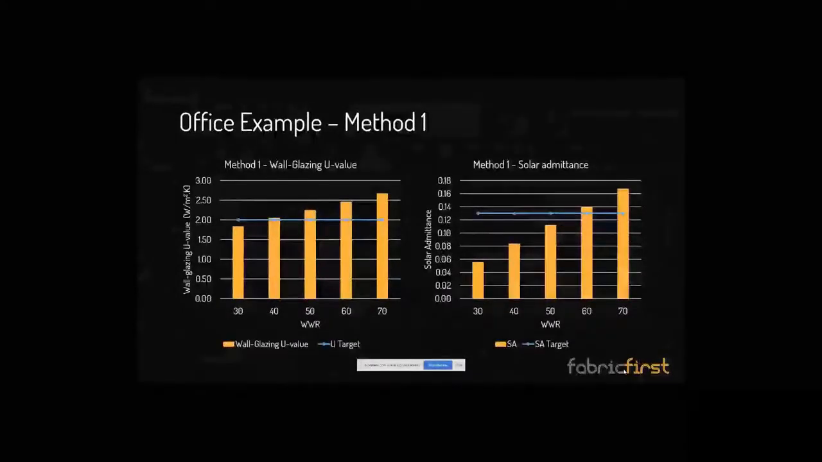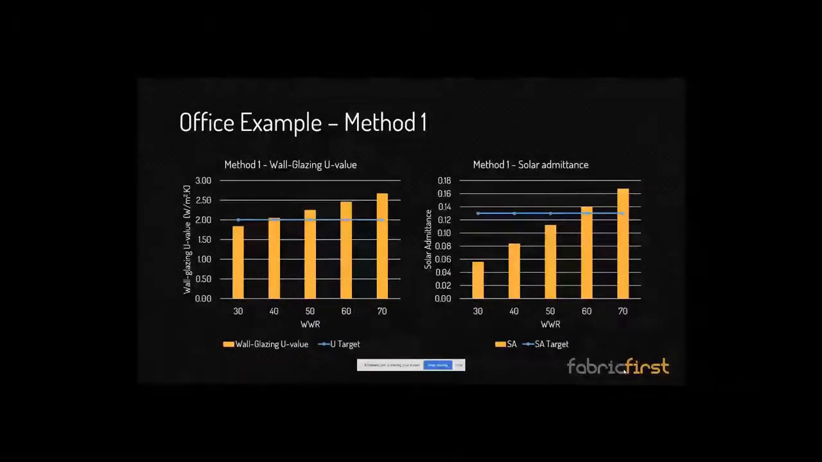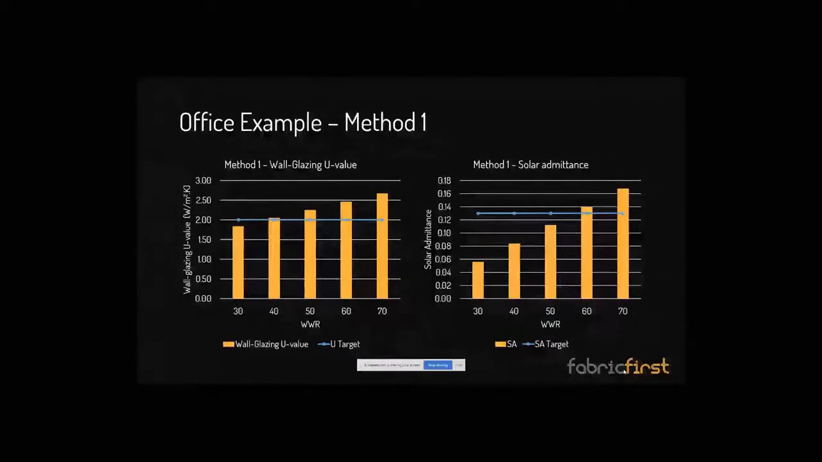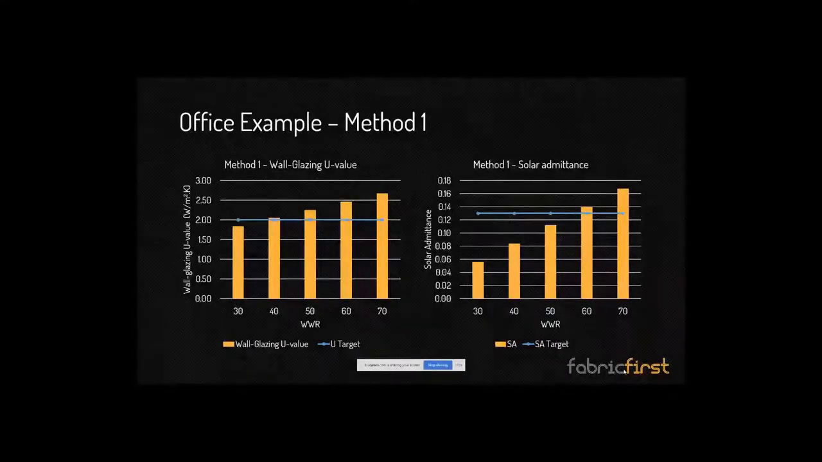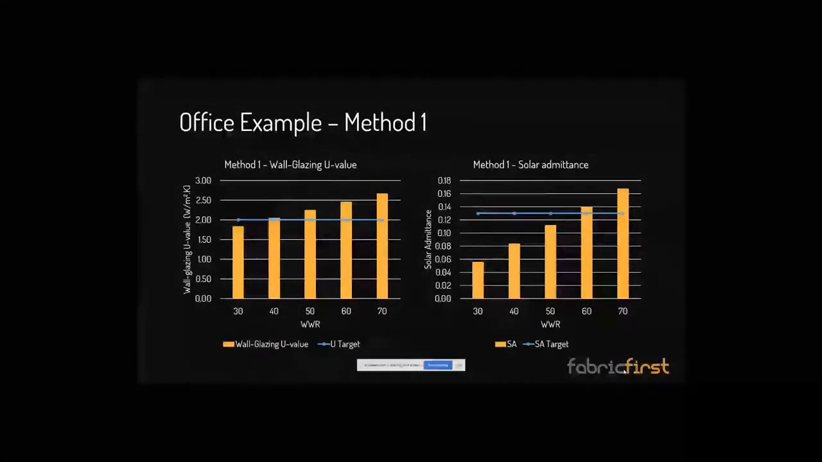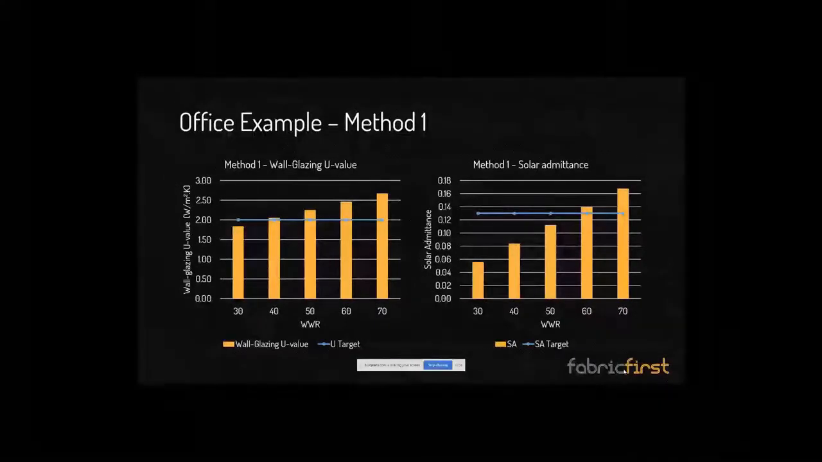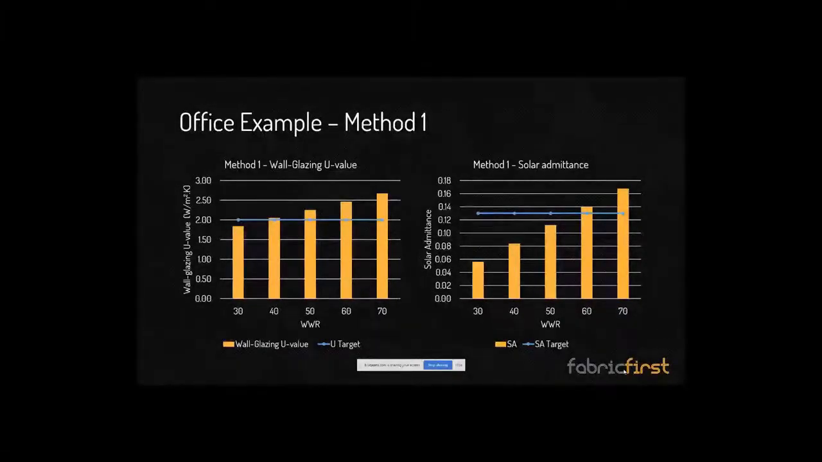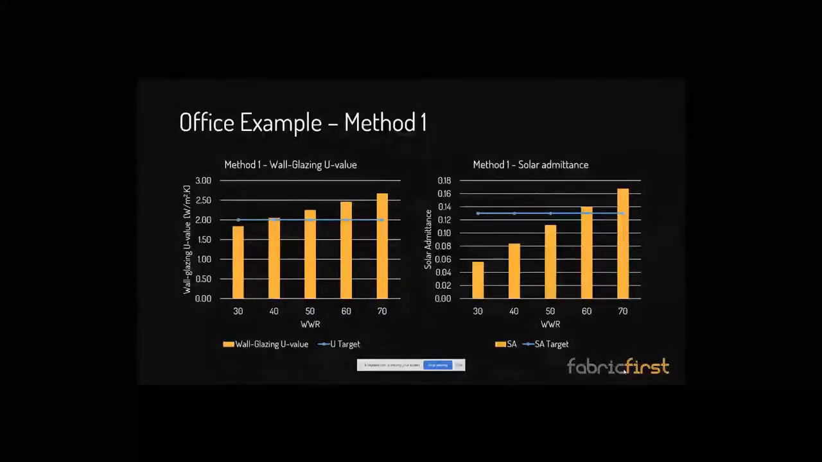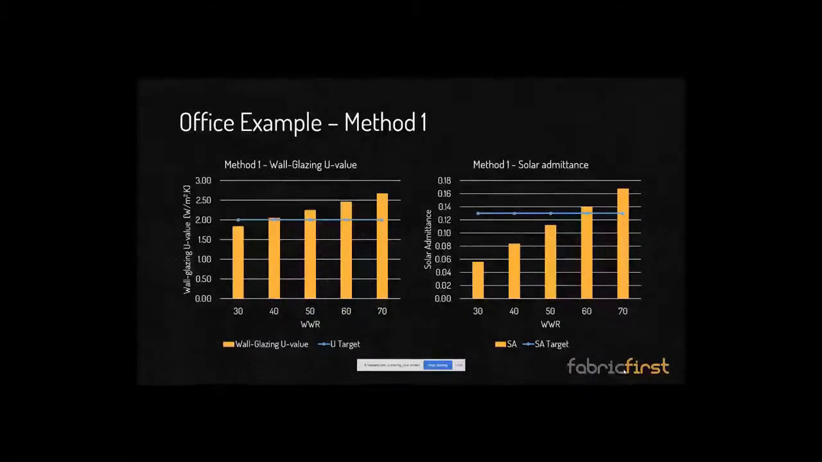When it comes to the results, on the left-hand side you've got the wall glazing U value, and on the right-hand side, you've got the solar admittance. Both of those graphs are for method 1. Running along the bottom axis, you have the window to wall ratio, and 60–70% is probably what we're aiming for. The blue lines represent our targets. Those are our DTS standards. They're what we're trying to surpass.